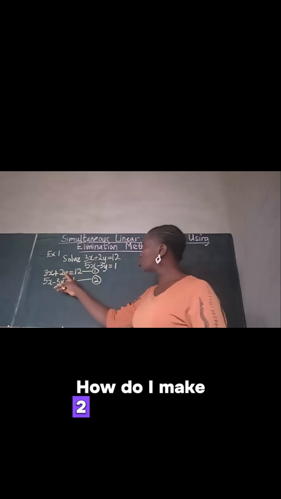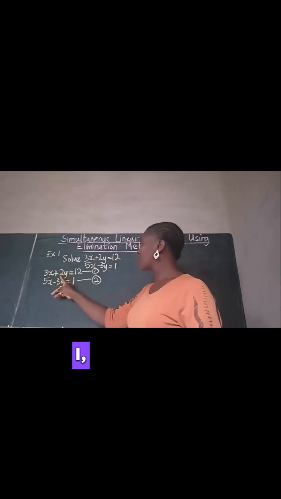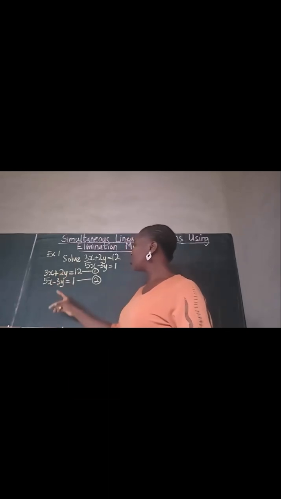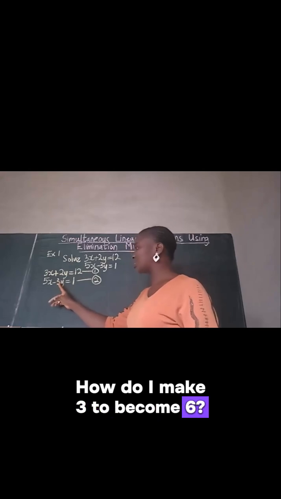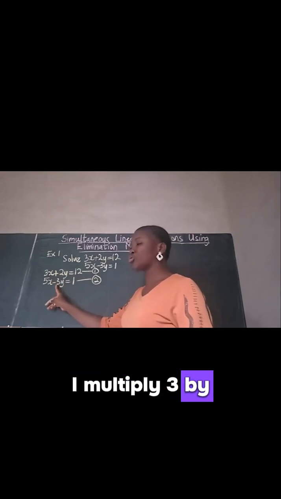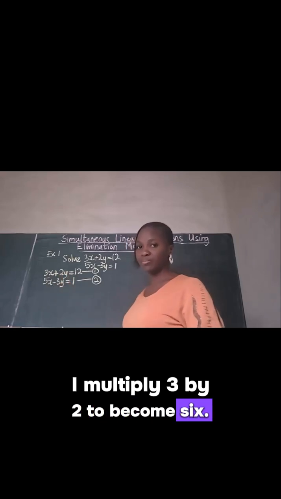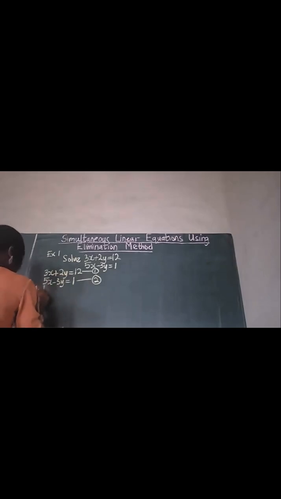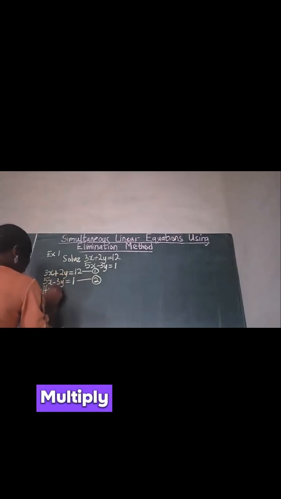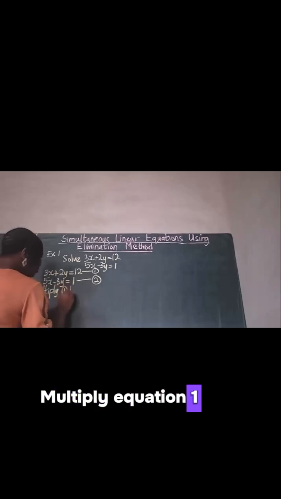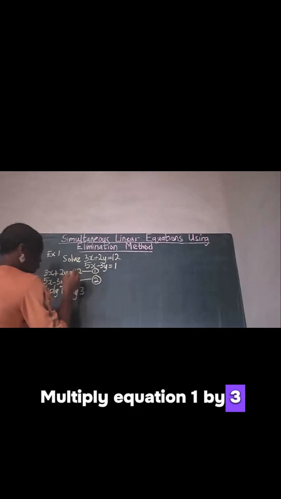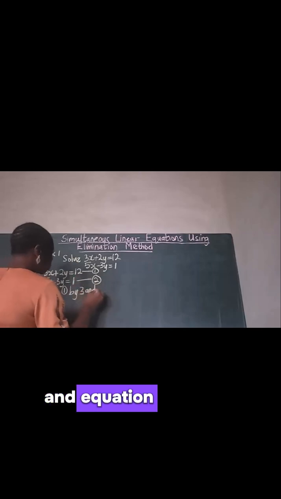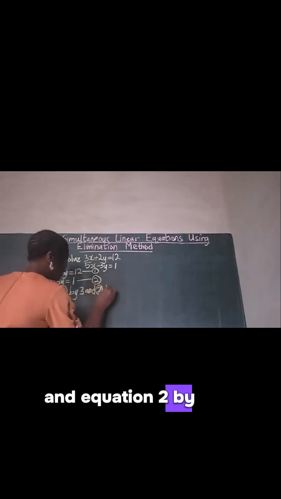How do I make 2 become 6? I multiply 2 by 3 to give 6. How do I make 3 become 6? I multiply 3 by 2 to become 6. So we multiply equation 1 by 3 and equation 2 by 2.